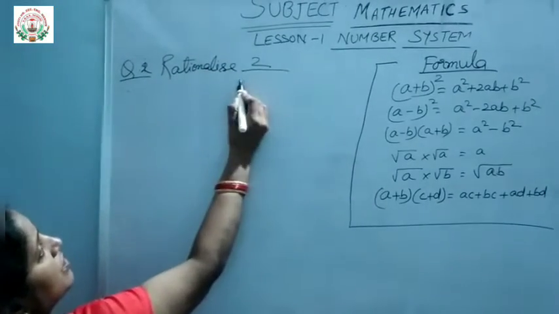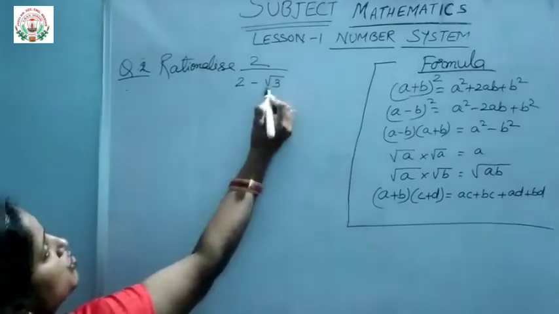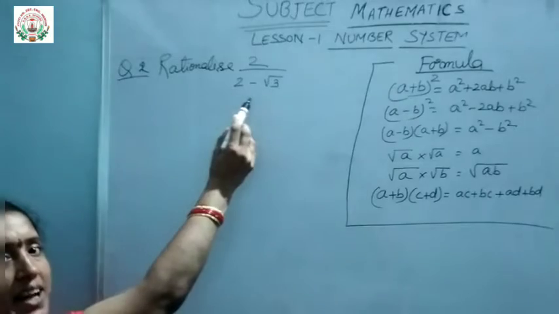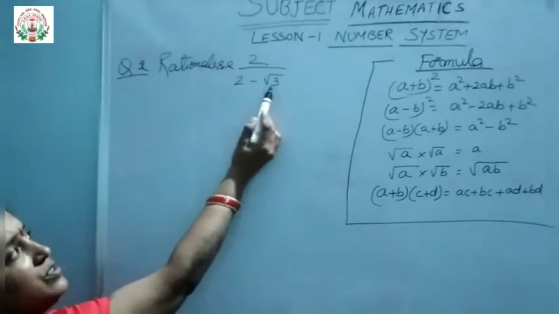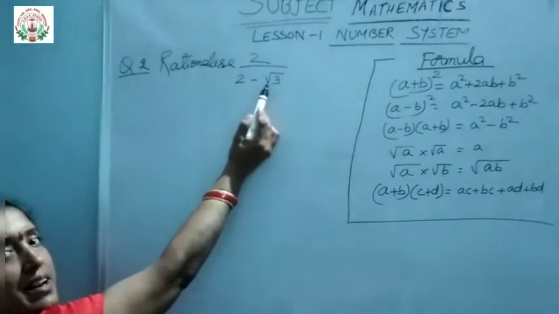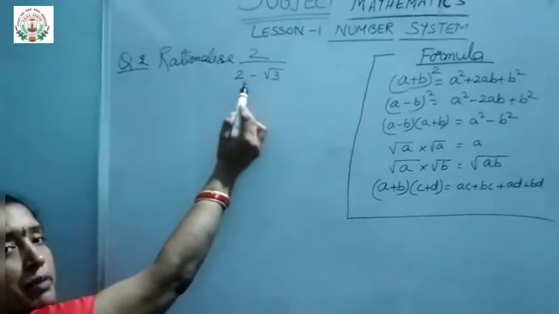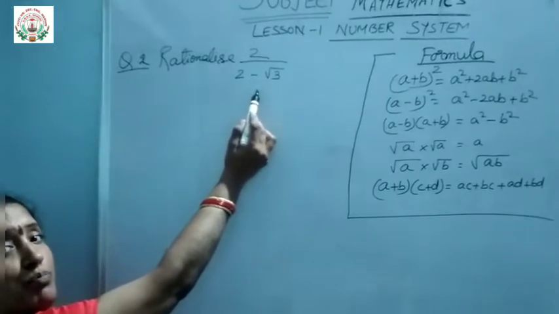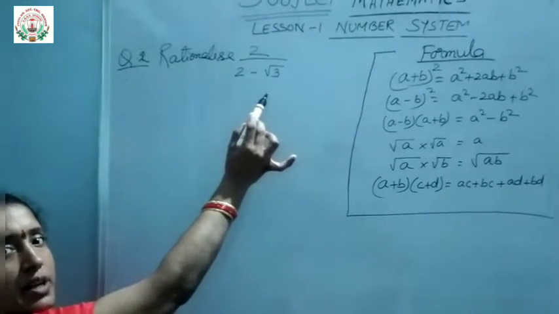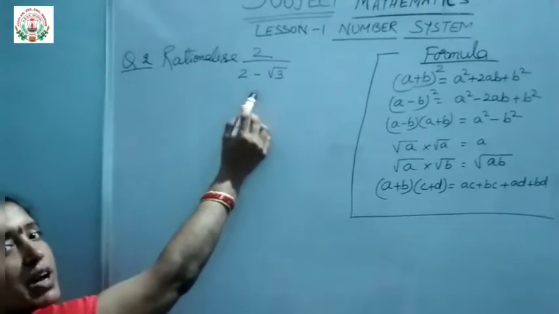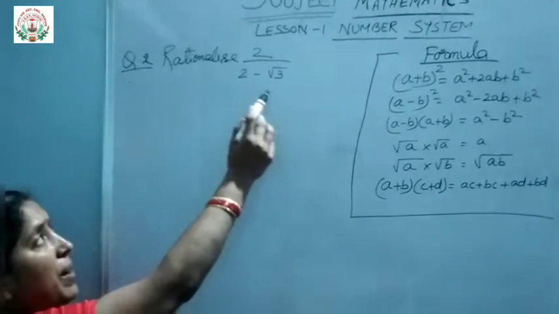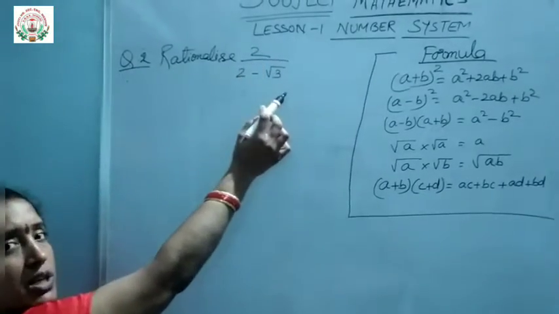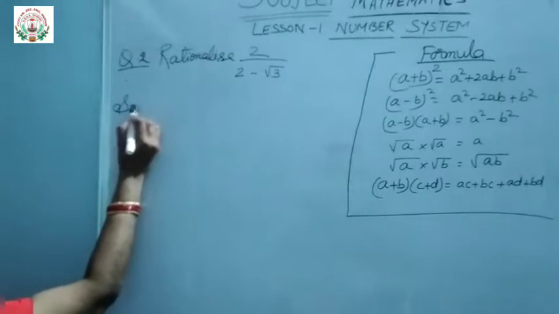Clear now? Question number 2: rationalize 2 upon 2 minus root 3. Now you can see in the denominator we have an irrational number, that is 2 minus root 3. So now our aim is to make our denominator free from irrational number. That means this irrational number we have to change into rational by multiplying a suitable number to the numerator and to the denominator. Solution we will see now.